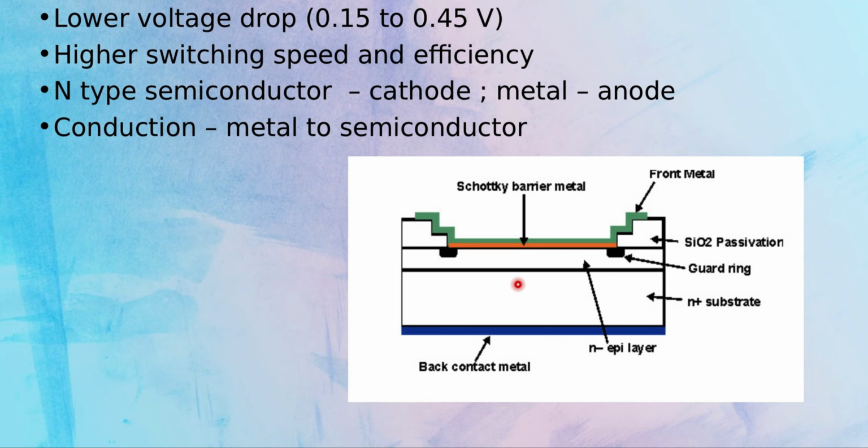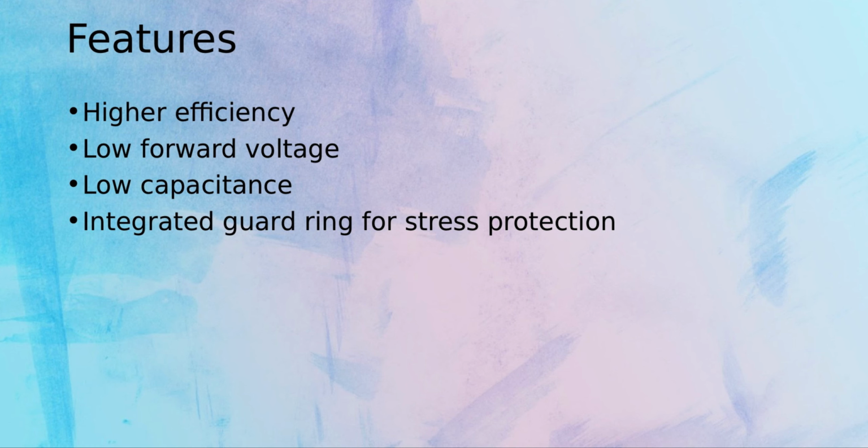Now let's see the features of the Schottky diode. It has a higher efficiency, a low forward voltage drop, and low capacitance. All this is because it's a combination of metal and a semiconductor. You know what capacitance is, right? The ability to store charge. It also has an integrated guard ring. Now this guard ring helps in stress protection.